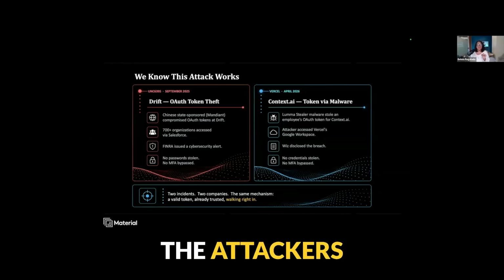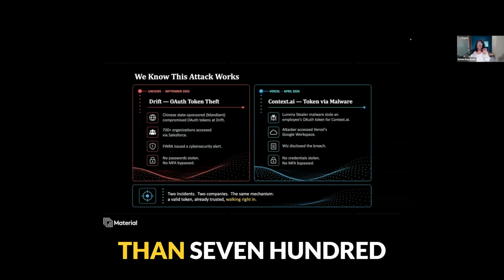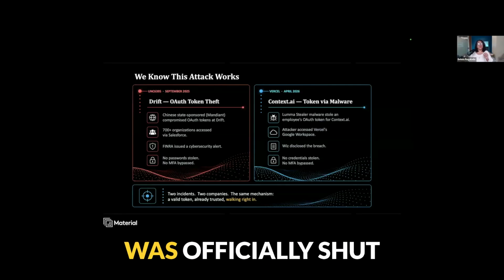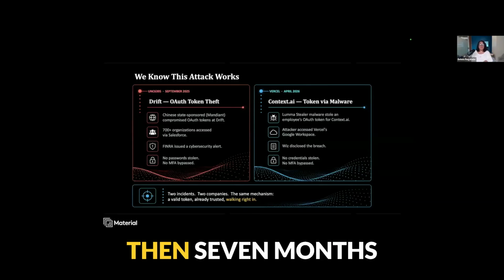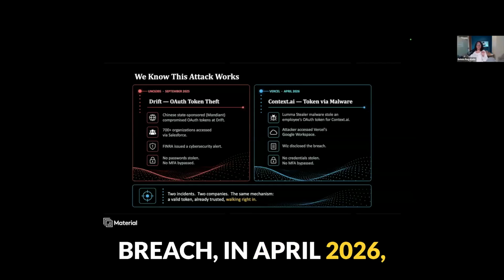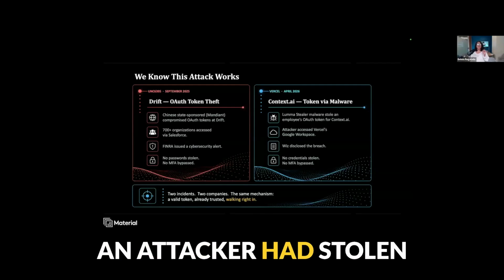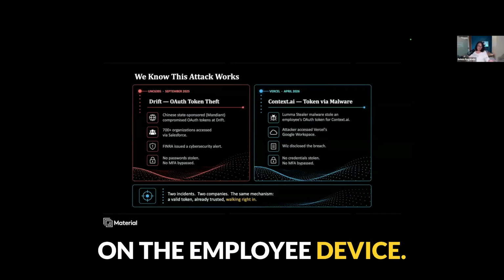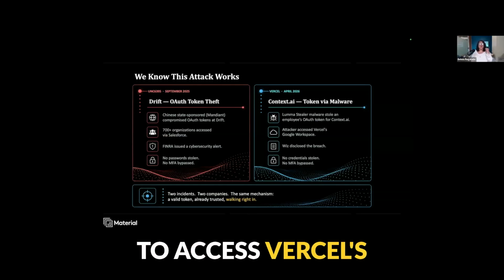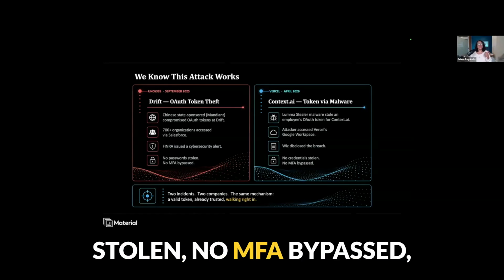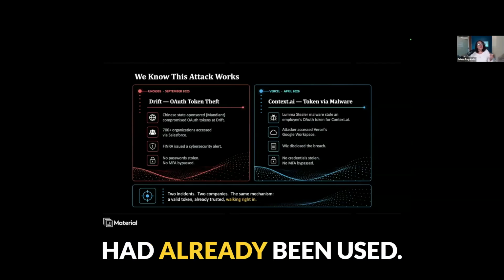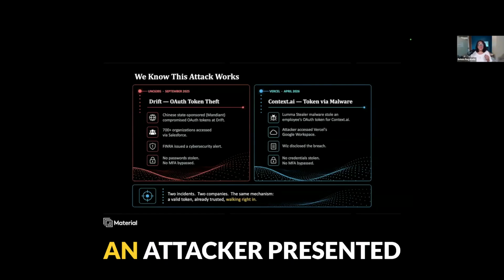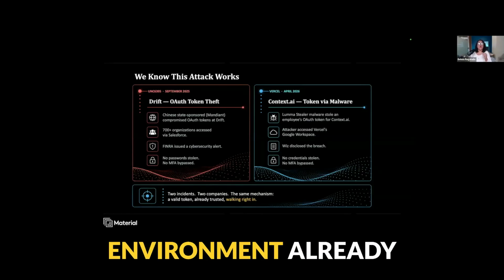Using those tokens, the attackers accessed Salesforce environments at more than 700 organizations. FINRA issued a cybersecurity alert. Mandiant was engaged. The Drift product was officially shut down in March 2026. Then, 7 months after the Drift breach, in April 2026, Vercel disclosed a breach. An attacker had stolen an employee's OAuth token for a third-party AI tool called Context AI through malware on the employee's device. They used that token to access Vercel's Google Workspace. Again, no credential stolen, no MFA bypass, just a valid token that had already been issued. Two separate incidents, two separate companies, the same mechanism. An attacker presented a credential that your environment already trusted.